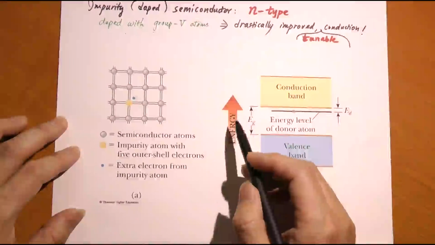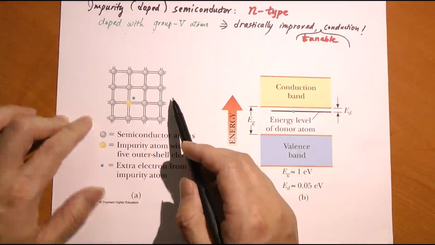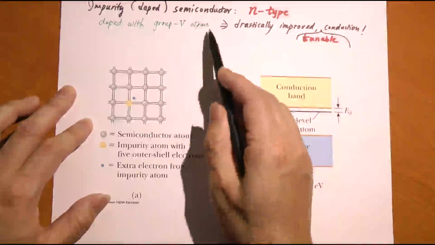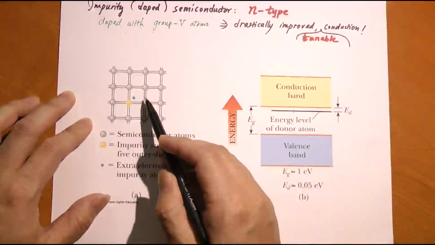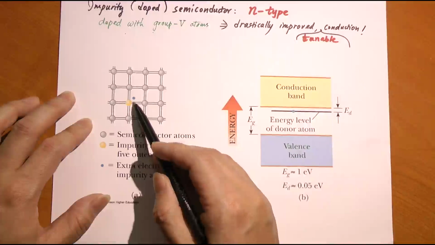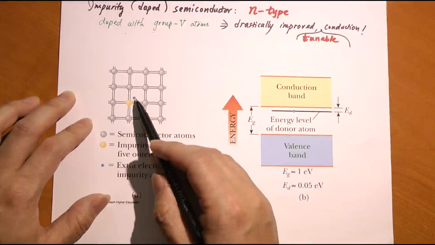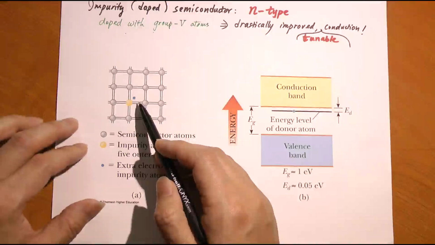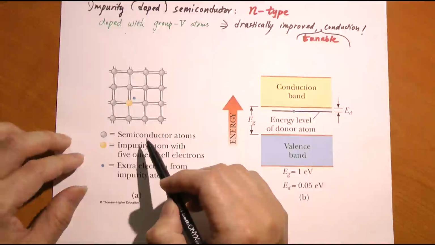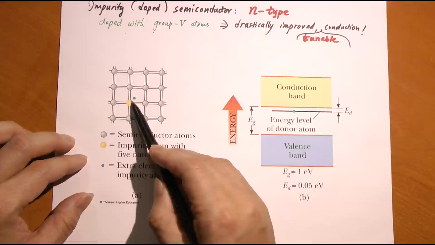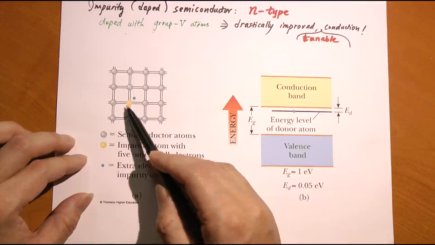So what we do here is that we start with a pure piece of silicon or germanium, group 4, and we dope it with group 5 atoms. Basically, we replace a small fraction, let's say 1 in a million, 1 in 10 million, of these group 4 atoms with a group 5 atom, such as phosphorus. Now, a group 5 atom has one extra valence electron, and this group 5 atom replaces a normal group 4 atom here.